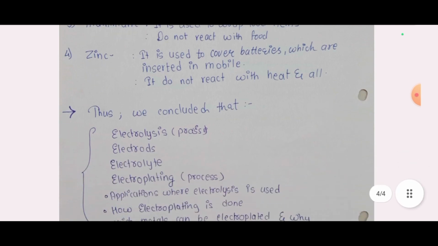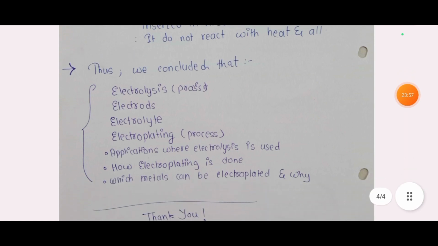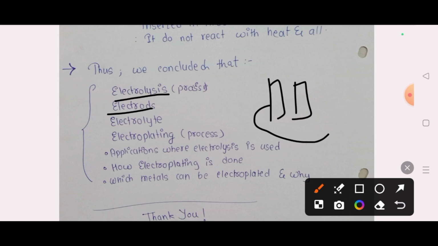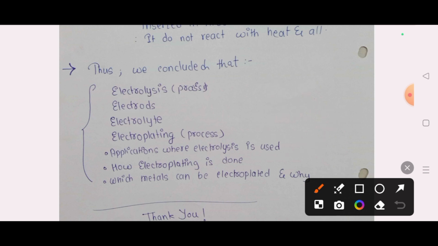Thus, in this video, what did we learn? We learned about electrolysis. What is electrolysis? Okay, what are electrodes? Yes, I know, they are the copper rods which we use in the container. Those are electrodes, that we learned. Electrolyte means solution, and the electroplating process too.